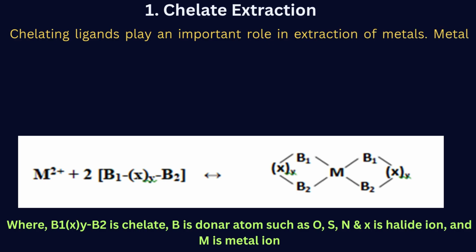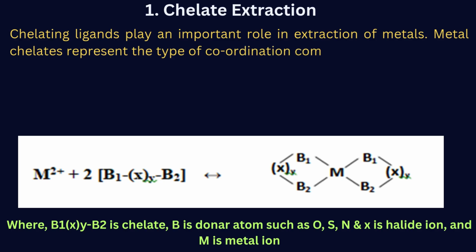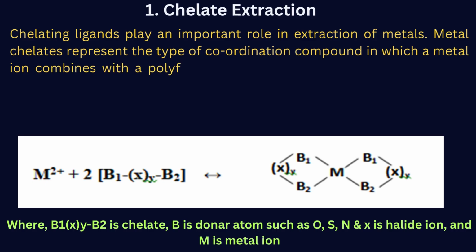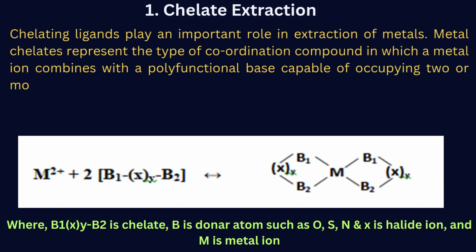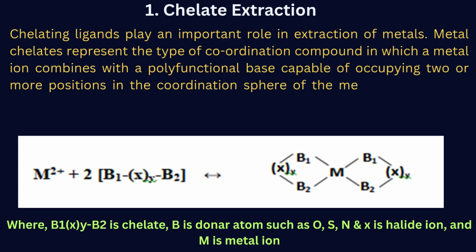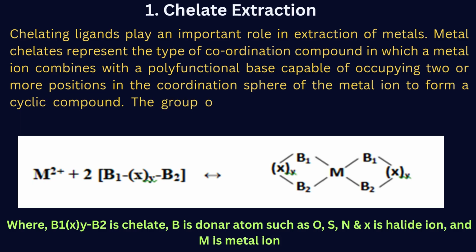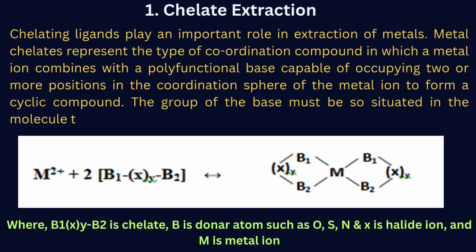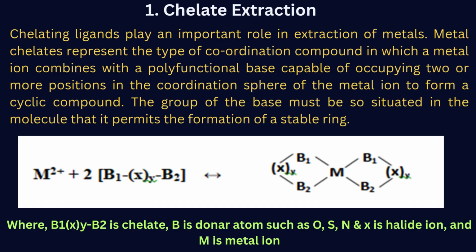Metal chelates represent the type of coordination compound in which a metal ion combines with a polyfunctional base capable of occupying 2 or more positions in the coordination sphere of the metal ion to form a cyclic compound. The group of the base must be so situated in the molecule that it permits the formation of a stable ring. The below image shows the general formula for the formation of metal complex with chelating agents, where X, Y is chelate, B is donor atom such as O, S, N or X is halide ion, and M is metal ion.